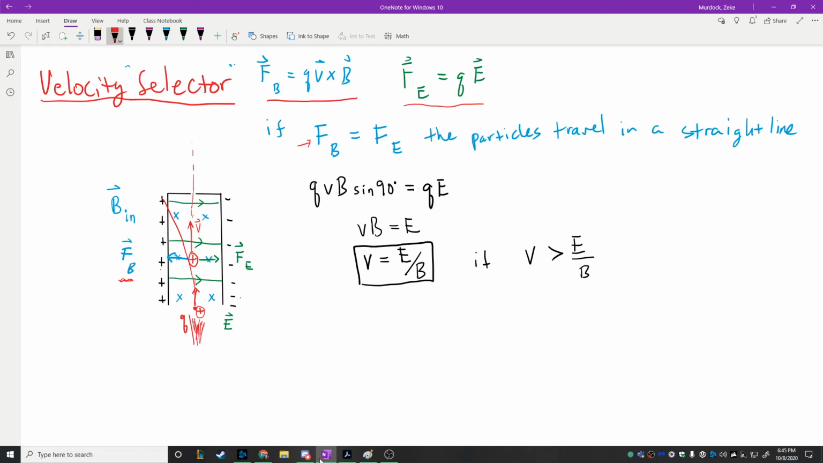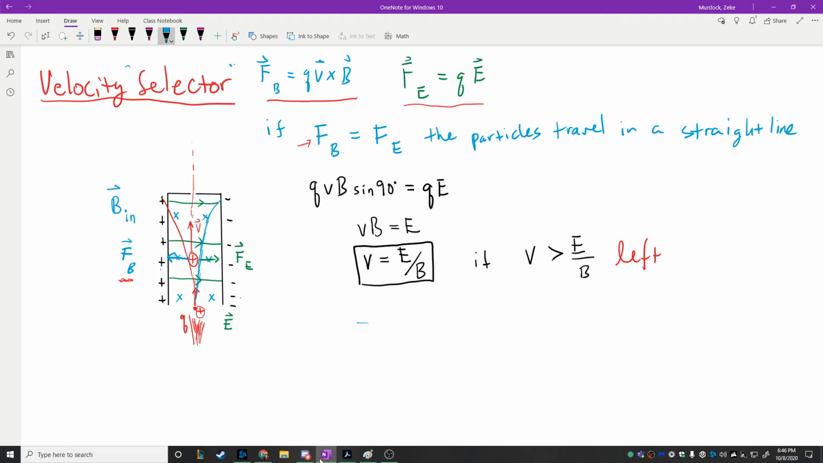And particles that are slower, if they're too slow, then the electric field's going to be bigger, right? And they'll go off to the right. Does that make sense? It's kind of confusing because they just introduced the idea. So, do you guys kind of okay? You don't have any questions about the velocity selector?